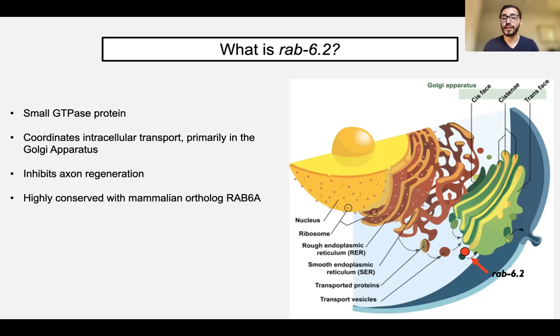So what is RAB 6.2? RAB 6.2 is a gene that encodes for a small protein found within the cell, primarily within the Golgi of the cell. And it mainly functions to move around different proteins and enzymes around the cell. And we know that this gene inhibits axon regeneration, but how it does so, we don't fully know. It's also highly conserved with its mammalian counterpart, RAB6A, indicating that figuring out how this gene works in C. elegans may have implications to mammalian systems, such as humans.